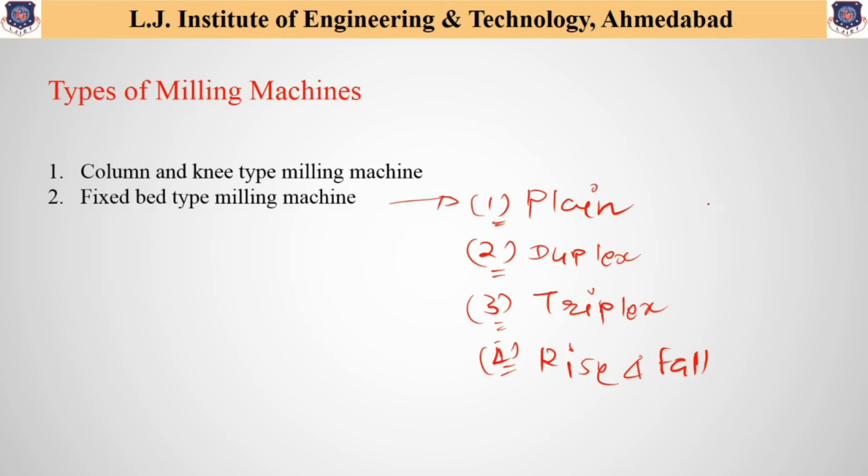So if we summarize the difference between all these four machineries, in the first, plane type milling machine, it has only a single horizontal spindle. In duplex, we can say that it has double horizontal spindles.